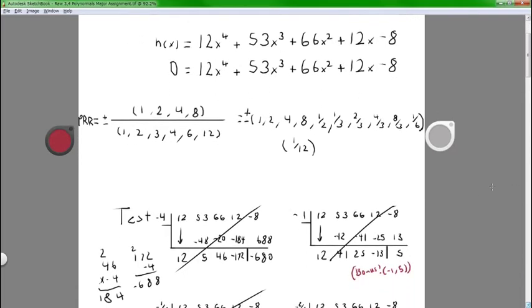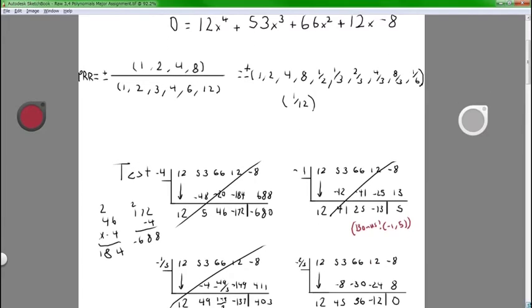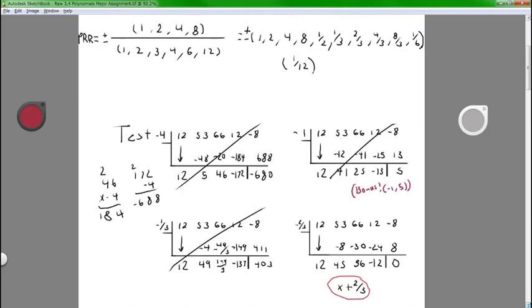Possible rational roots is equal to plus or minus the factors of the constant divided by the factors of the leading coefficient, which is equal to plus or minus 1, 2, 4, 8, 1/2, 1/3, 2/3, 4/3, 8/3, 1/6, and 1/12. And in order to get at least one rational root, I have to test them.